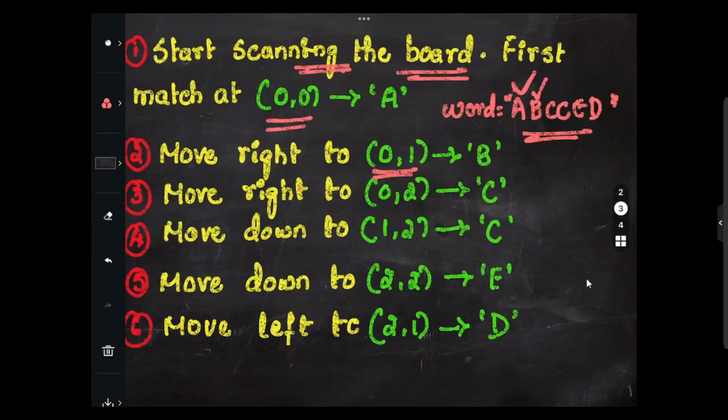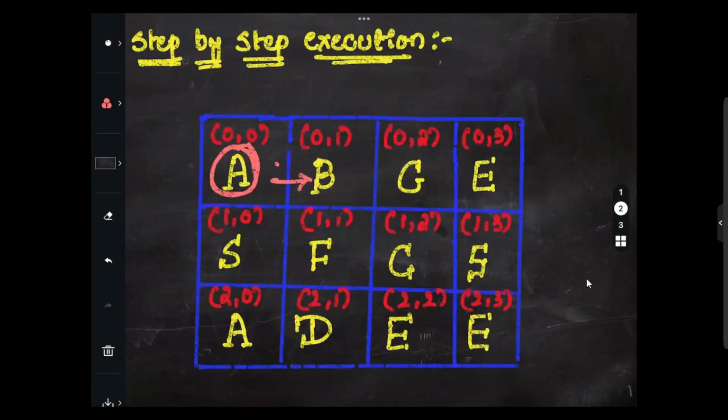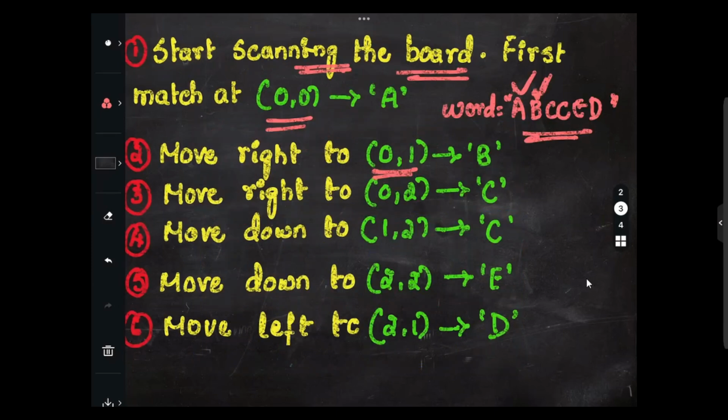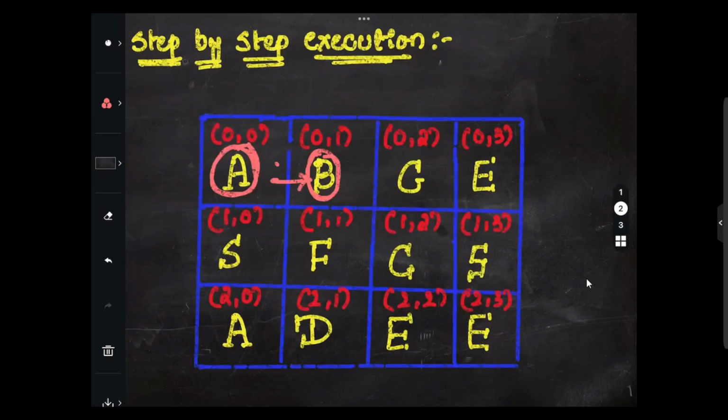We have found the letter B. Either we can move one step horizontally or one step vertically. Horizontally we have moved one step and we have found B here at 0, 1. This is fine. So the next step, we will check for C. We will move horizontally again, and we have found C, and we will mark this cell.